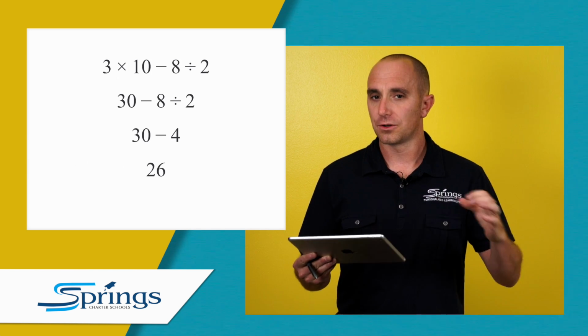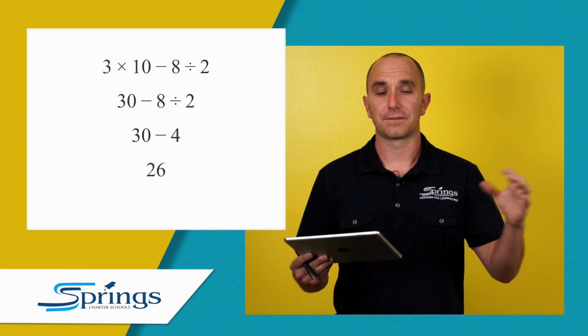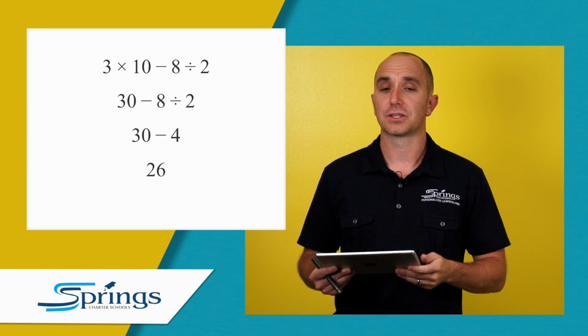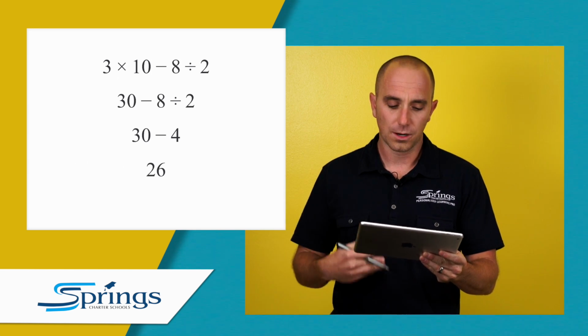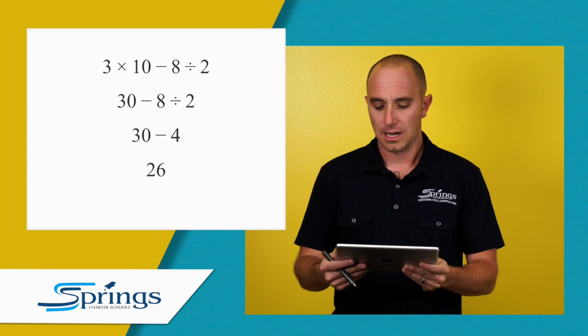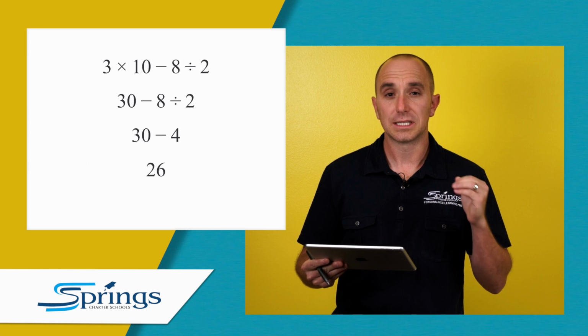Now, even though 30 minus 8 comes next in order from left to right, I'm going to jump over and divide, because order of operations says I need to divide first. So now I have 8 divided by 2 is 4, then I rewrite it as 30 minus 4, and you can see that 30 minus 4 is 26.